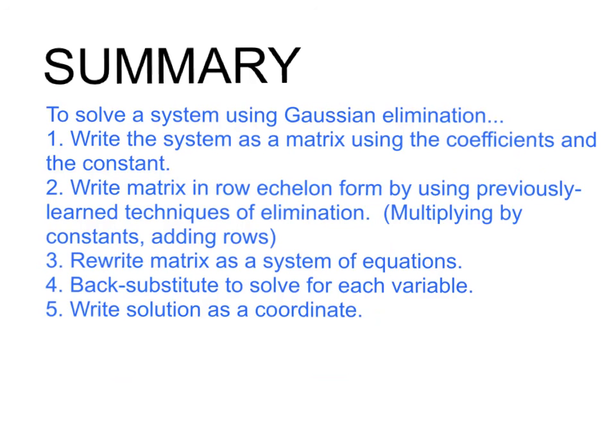So to solve a system of equations using Gaussian elimination, you're going to first write your system as a matrix using the coefficients and the constant. You'll write your matrix in row echelon form, and you do this by creating that triangle of zeros. You're using the techniques of elimination that you've learned before, that is multiplying rows by constants or adding rows together. Then once you have row echelon form, you're going to rewrite your matrix as a system of equations. You back substitute and then write your solution.